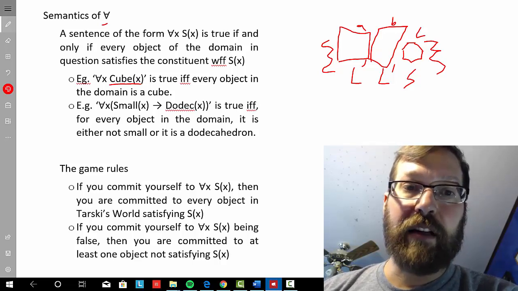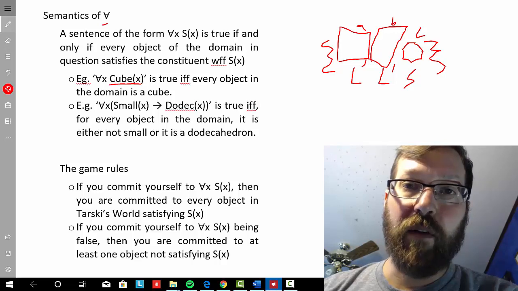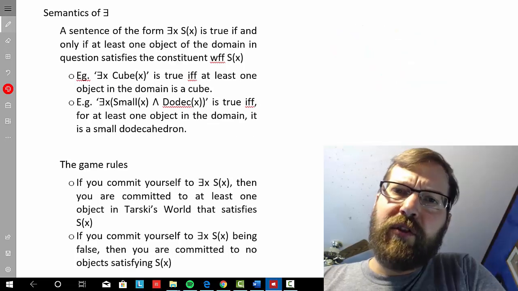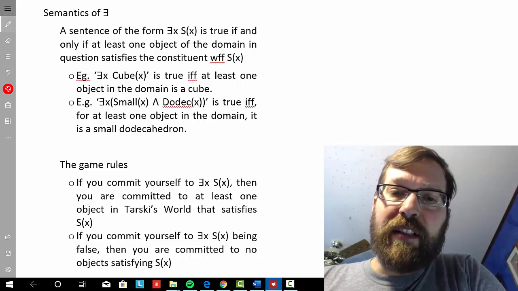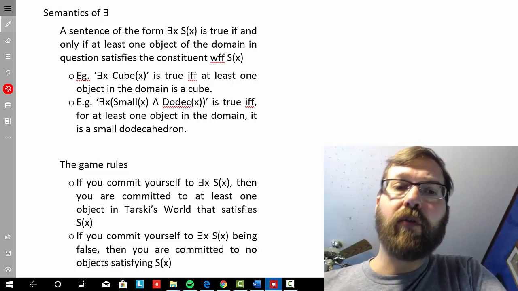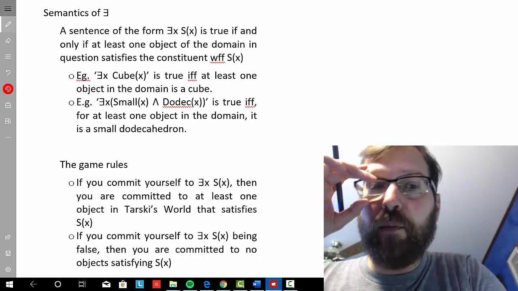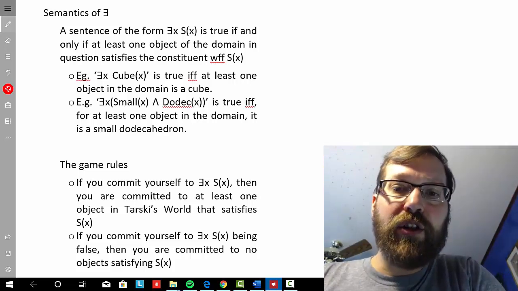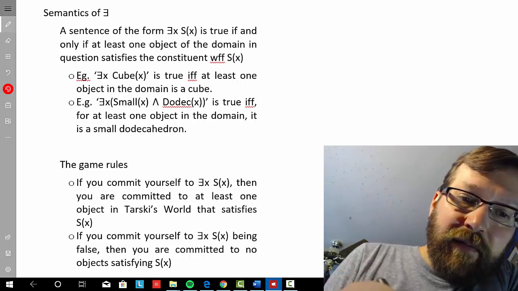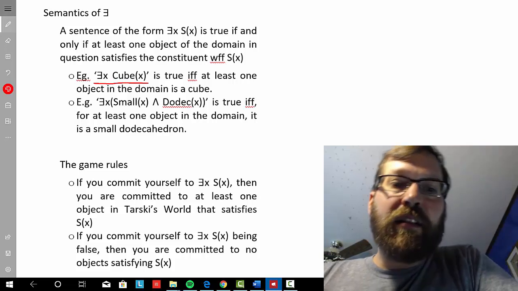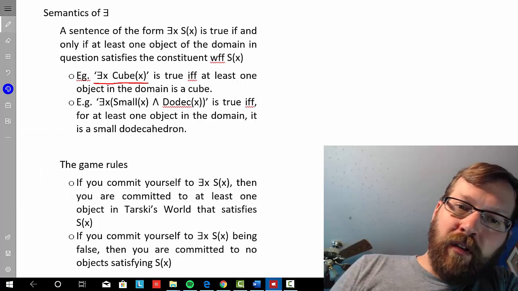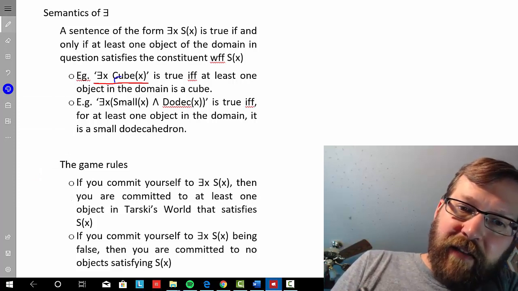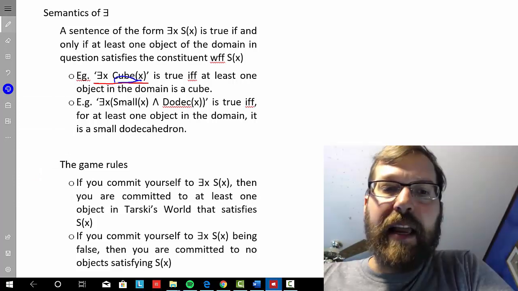All right, let's turn to taking a look at the semantics of the existential quantifier. Here we have the meaning of the existential quantifier. A sentence of the form "there exists an x, S of x" is true if and only if at least one object of the domain in question satisfies the constituent well-formed formula S of x. So here we have a sentence, there exists an x such that x is a cube. Our well-formed formula corresponding to S of x will be "x is a cube."